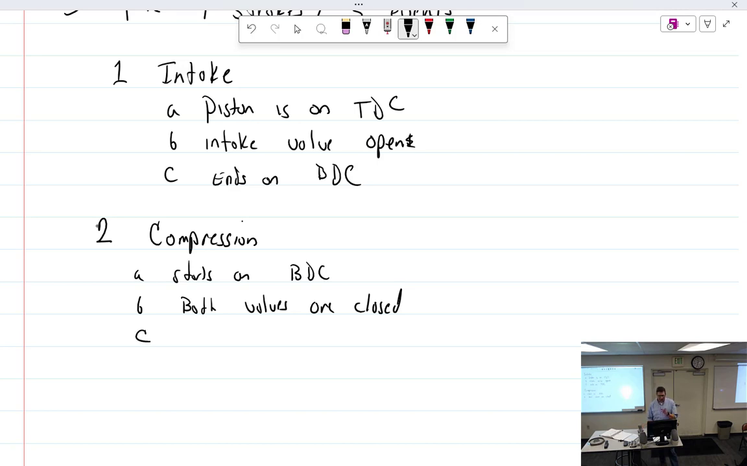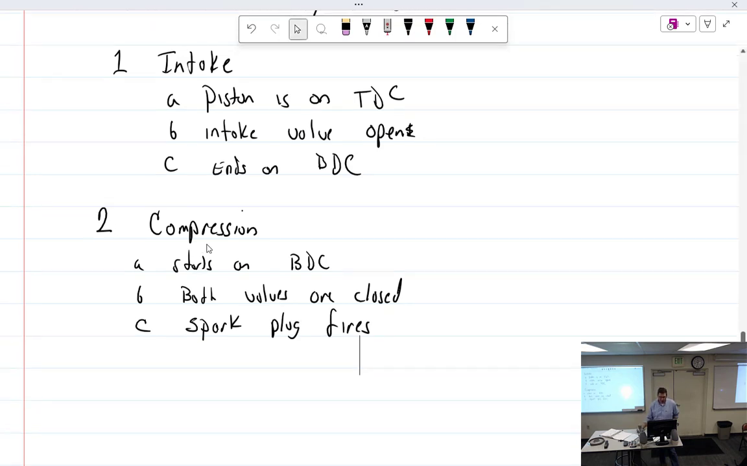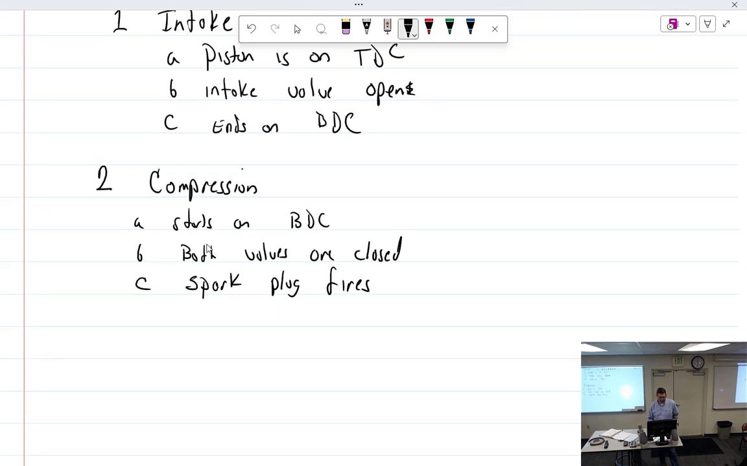All right, compression starts on bottom dead center. Both valves are obviously closed. Piston's coming up. What else happens during the compression stroke? Ignition. The spark plug fires. What fires a spark plug in an aircraft engine? Magneto. And it ends where? Top dead center. Ends on top dead center.